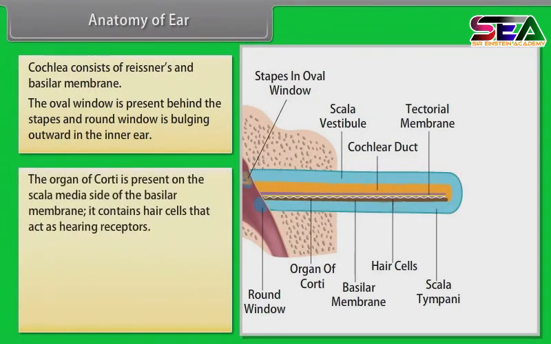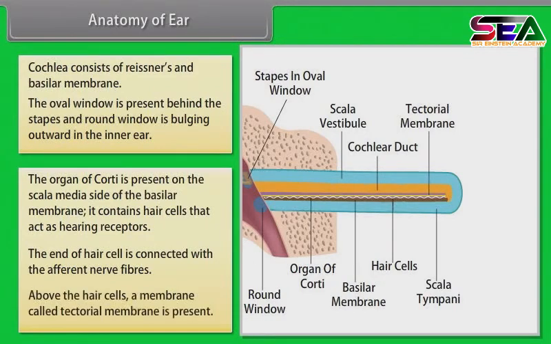The organ of Corti is present on the scala media side of the basilar membrane. It contains hair cells that act as hearing receptors. The end of the hair cell is connected with afferent nerve fibers. Above the hair cells, a membrane called the tectorial membrane is present.